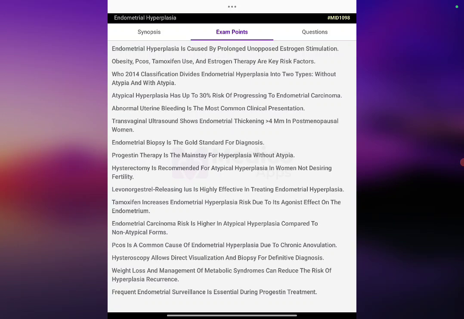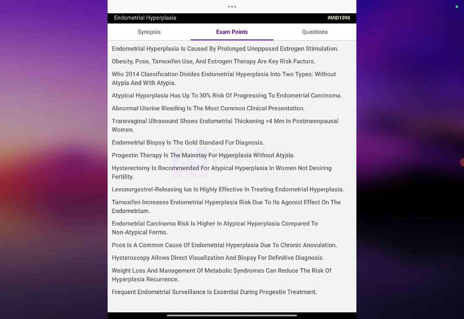Hysterectomy is recommended for atypical hyperplasia in women not desiring fertility. The levonorgestrel-releasing IUS is highly effective in treating endometrial hyperplasia. Tamoxifen increases endometrial hyperplasia risk due to its agonist effect on the endometrium. Endometrial carcinoma risk is higher in atypical hyperplasia compared to the non-atypical forms.